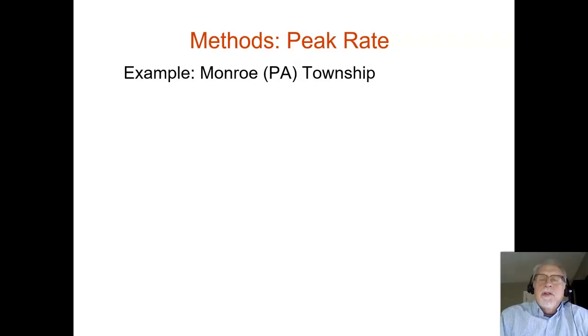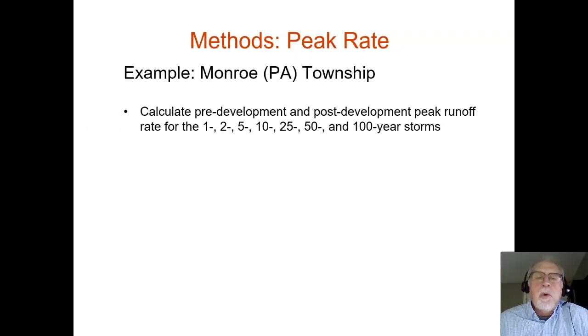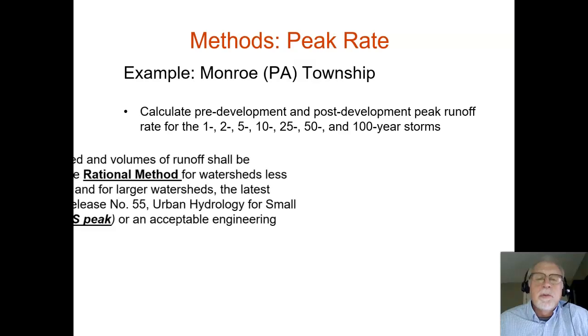So for example, what methods do we use to calculate the runoff? Well, first of all, for the peak rate, this is an example from Monroe Township, Pennsylvania. We did a student project in that township, and almost all municipalities in Pennsylvania pretty much take their stormwater regulations from the Pennsylvania BMP manual, so they're all pretty much the same. The requirements are that you calculate the pre-development and post-development peak runoff rate for the 1, 2, 5, 10, 25, 50, and 100-year storms.